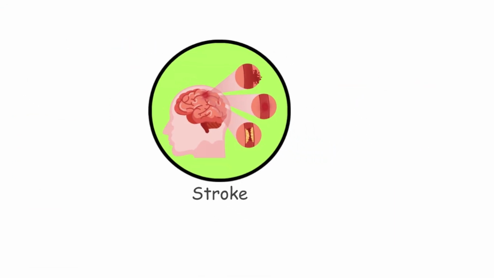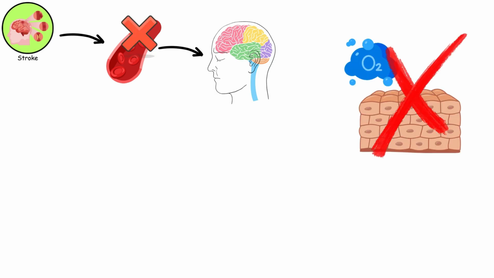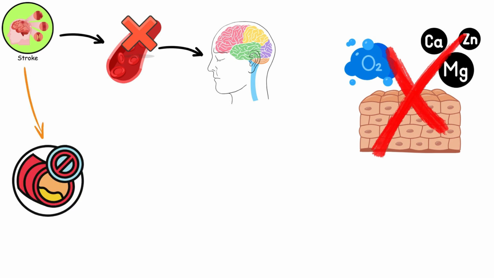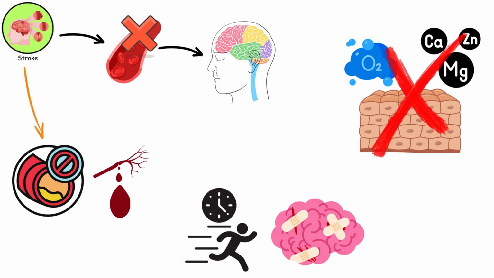Stroke. A stroke occurs when the blood supply to part of the brain is interrupted or reduced, depriving brain tissue of oxygen and nutrients. This can be due to a blockage or a burst blood vessel. Immediate medical attention is crucial to minimize brain damage.